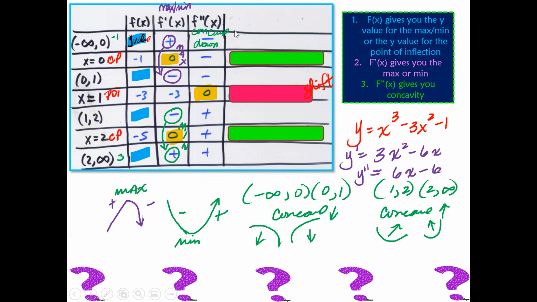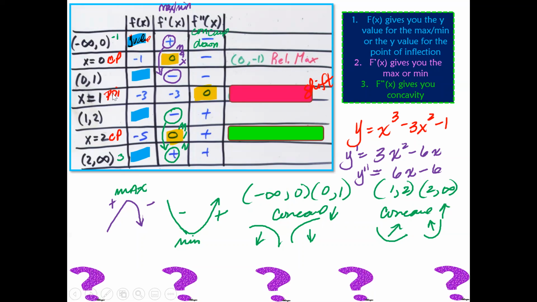Okay, so now that you fill out this chart, you're going to have some conclusions. Your first critical point is at 0, negative 1. At this point right here, you can see it's going from a positive to a negative, so up and then down. So that is going to be a relative max at 0, negative 1.